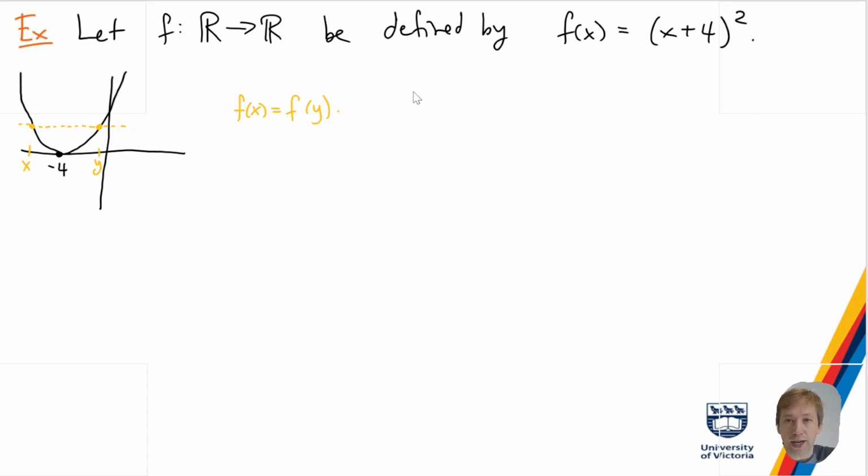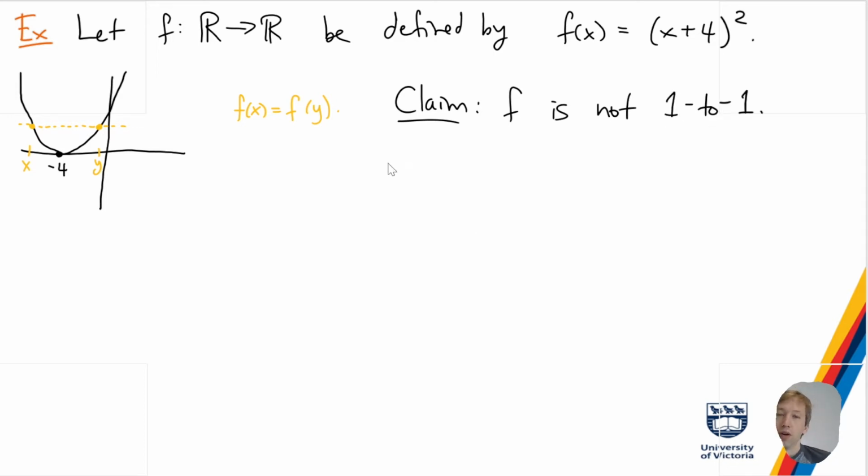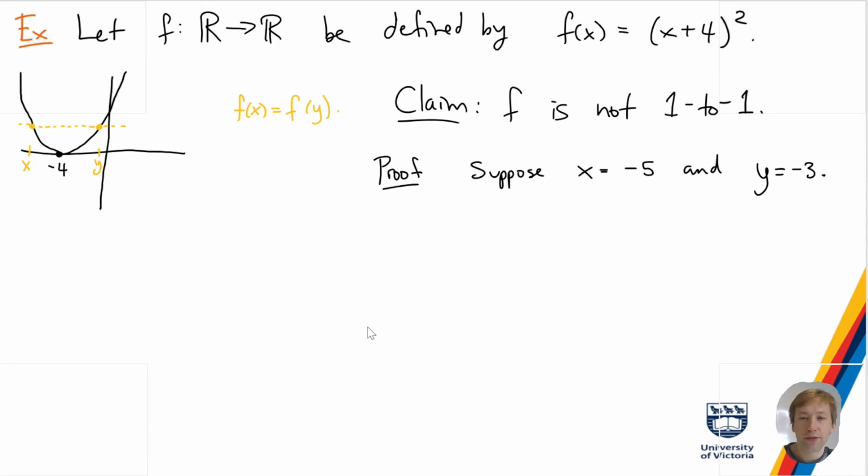To really prove that this is not injective, what we need to do is give a counterexample. So I'm claiming that f is not injective, or maybe I'll use the other terminology, f is not one-to-one. My proof is by taking a counterexample. For example, suppose we take x equals -5 and y equals -3. I've chosen them specifically so that I know that the f value at these numbers will be the same. I chose them to be on opposite sides of the number -4 over here, just like in the picture.